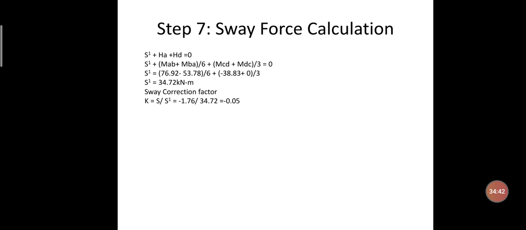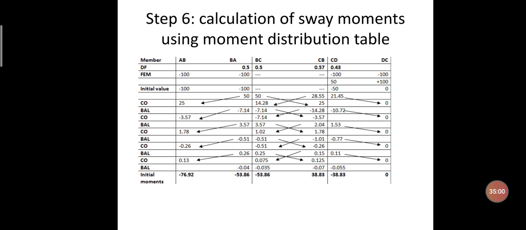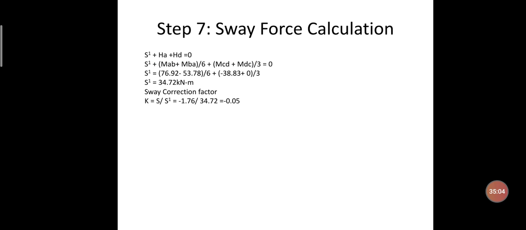So HA plus HD, I have the formula as MAB plus MBA divided by 6, and for HD as MCD plus MDC divided by 6. So S dash is equal to MAB. I have got the value by using the moment distribution table as minus 76.92 and MBA as 53.78. So the same values I need to substitute here and get the value of S dash.